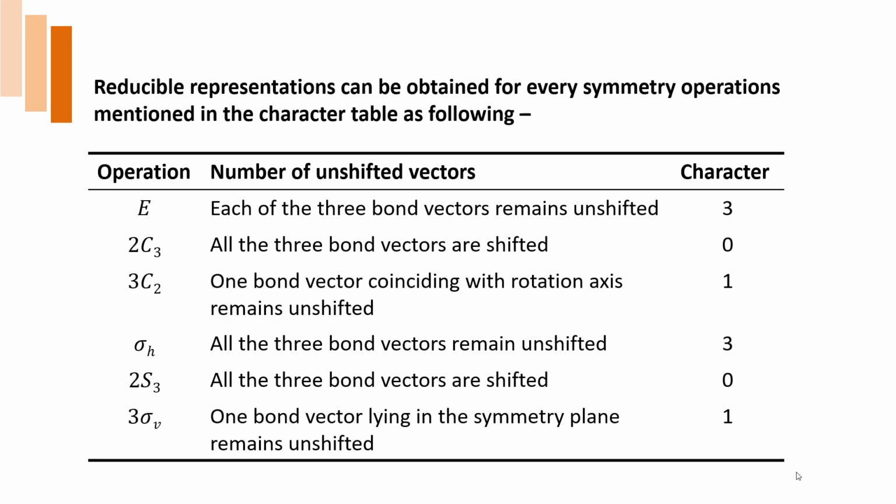C3, the axis passing perpendicular to the molecular plane: when it is done, all the bonds are moved. When you talk about C2, which is perpendicular to C3, both the central atom and one B type of atom are involved. So one bond vector remains unshifted while the rest get shifted, so it contributes 1. For the sigma h plane, all three bond vectors remain unshifted, so it contributes 3. S3 is rotation followed by reflection, C3 followed by sigma h, and in that case also all are moved. For the vertical plane, only the plane which involves the central atom and one of the B atoms remains unshifted, and therefore it contributes 1.